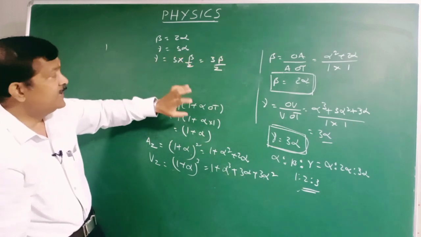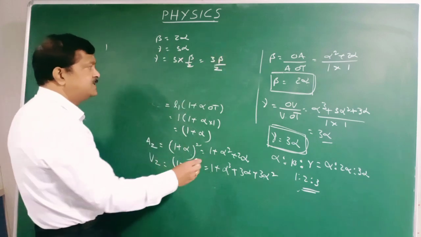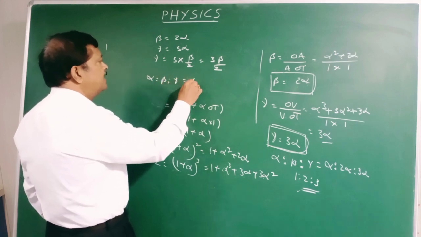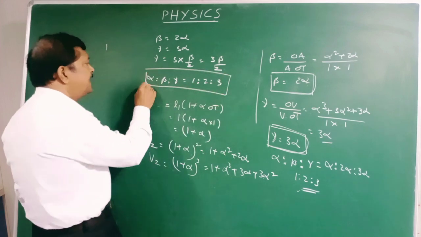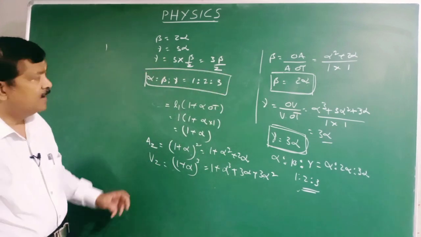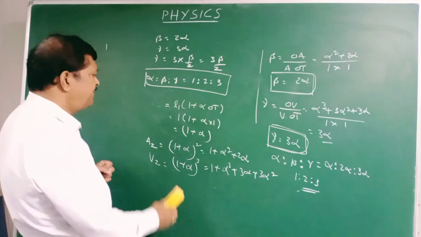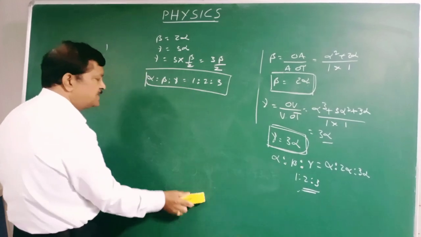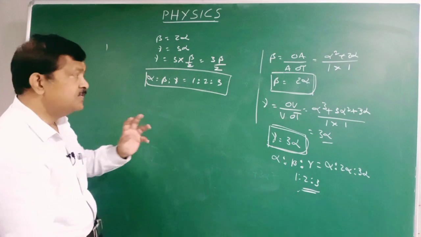Like this, we can give the ratio between them. But the very important thing we have to remember is alpha is to beta is to gamma is 1 is to 2 is to 3. This is the important relation. What is the importance of this relation? Previously, when we were discussing relative changes and percentage changes for an isotropic solid, let us suppose we are calculating.